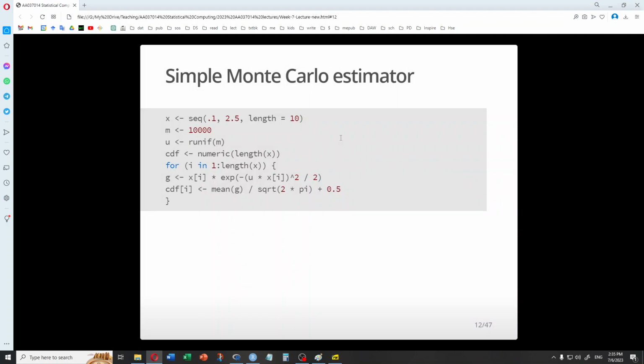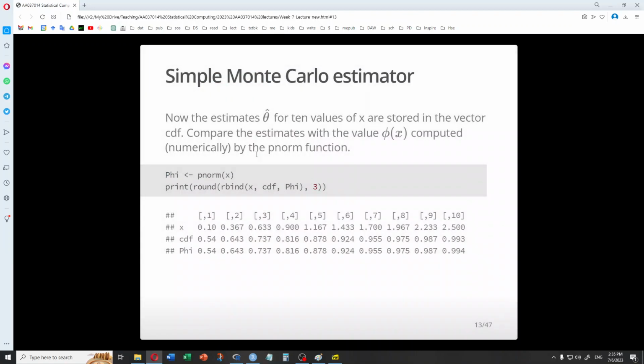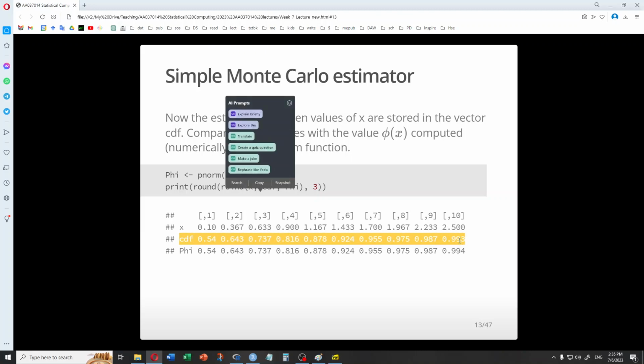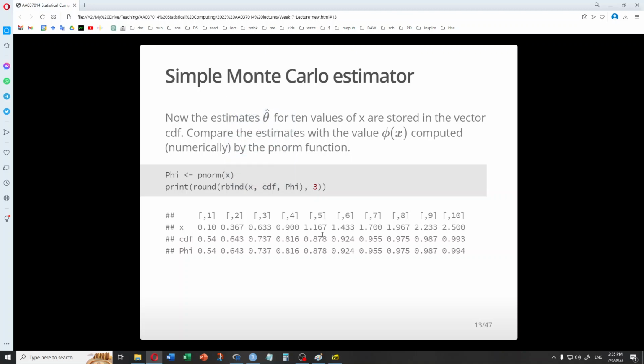Okay, so we should have 10 numbers, each corresponding to a different value for x. The first one is 0.1, and the last one is equal to 2.5, and then let's run this, and you can see this is the Monte Carlo estimate that we have done just now.